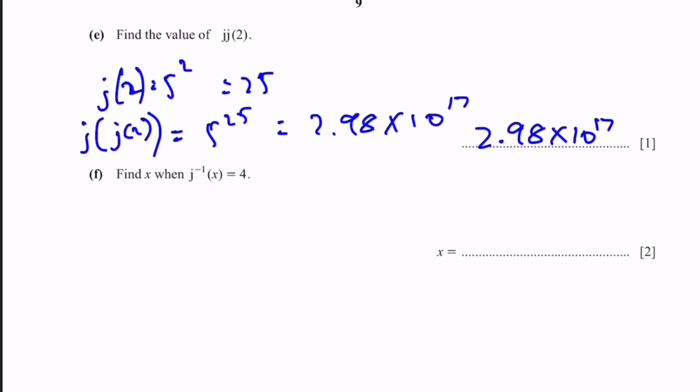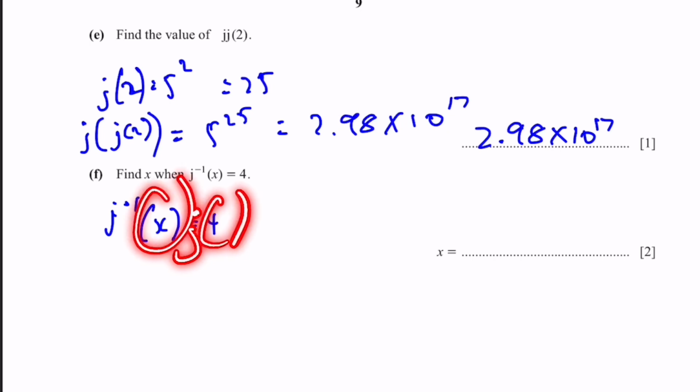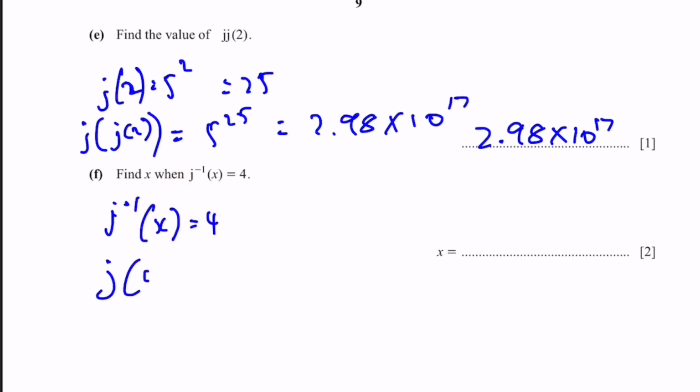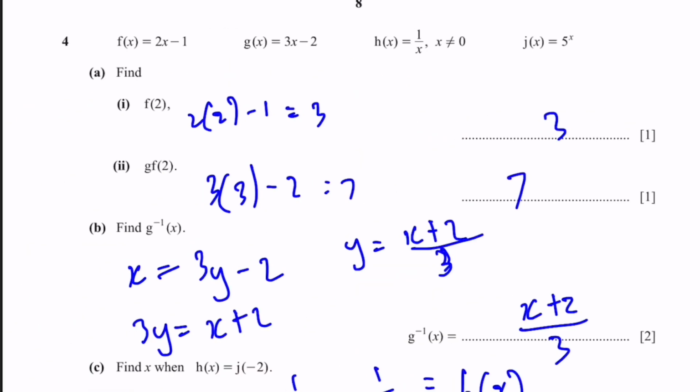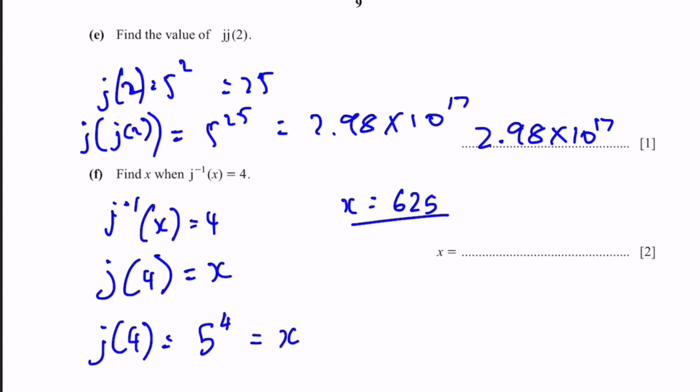F. Find x when j inverse of x is equal to 4. So when you bring this j inverse to the other side, it becomes j. That means j of 4 will be equal to x. And now we need to find out what is the function for j. When you go back and see, j of x is equal to 5 to the power of x. So that means j of 4 is equal to 5 to the power of 4. That's equal to x. So x is equal to 5 power 4, which is 625. That's the answer.